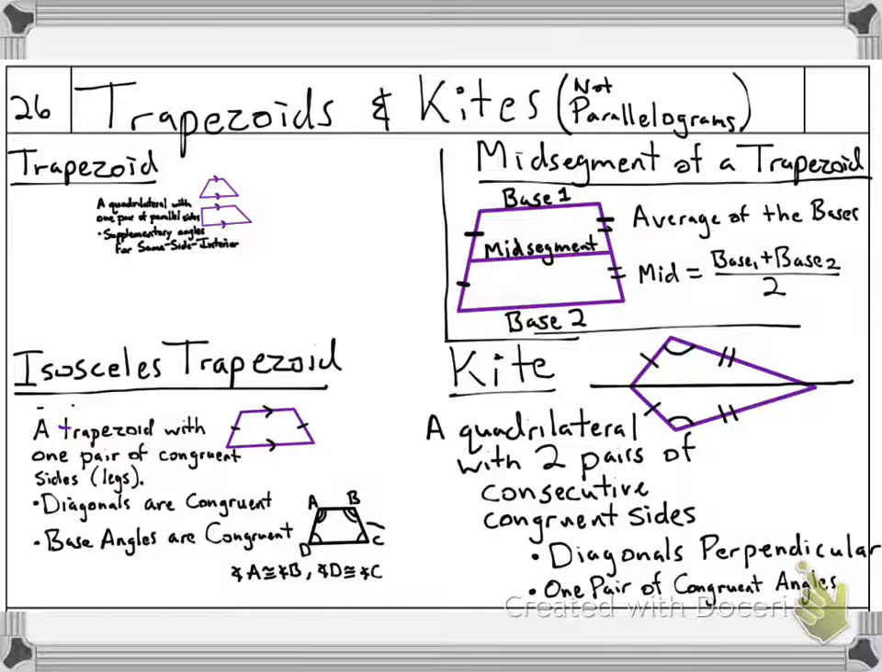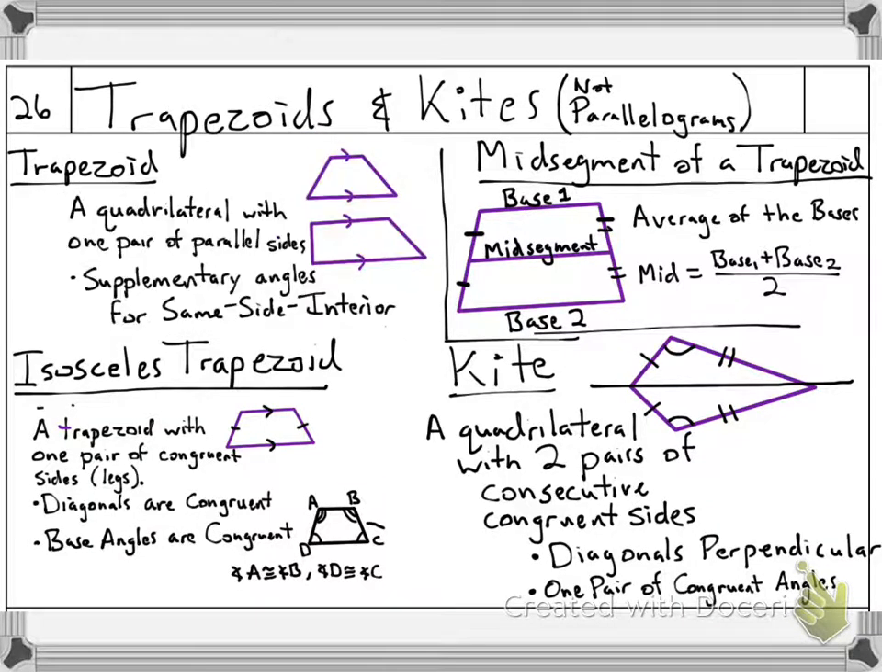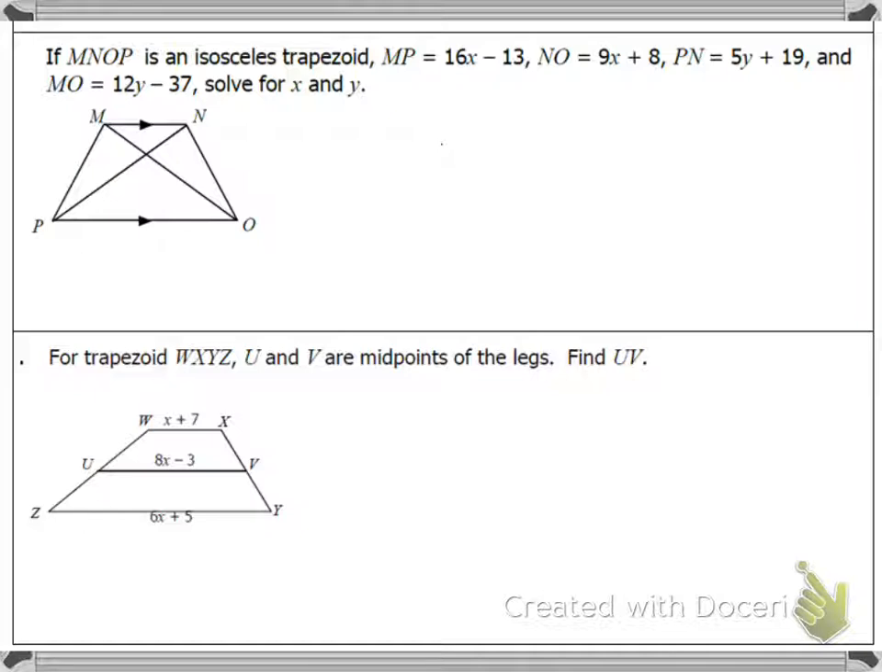So let's go through and just kind of work through some different problems where we have our trapezoids and kites. So we have an isosceles trapezoid. MP is 16x minus 13. We have NO is 9x plus 8.